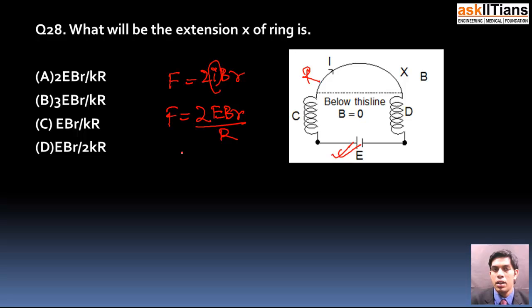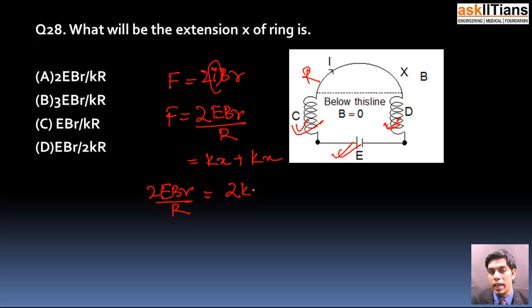That's the force. This force is being balanced by the extension in the springs C and D. So Kx plus Kx. So 2EBr divided by R is equal to 2Kx, which implies x is equal to EBr divided by K times R. Hence C, EBr divided by KR, is the correct answer.